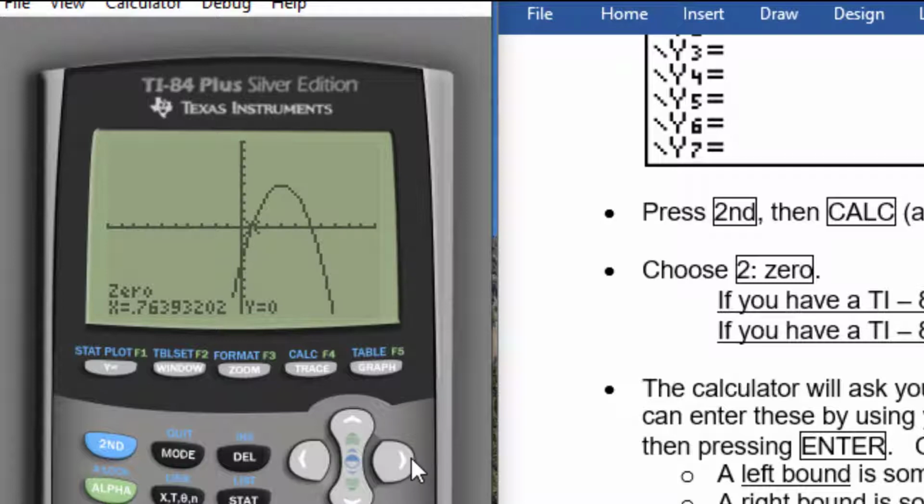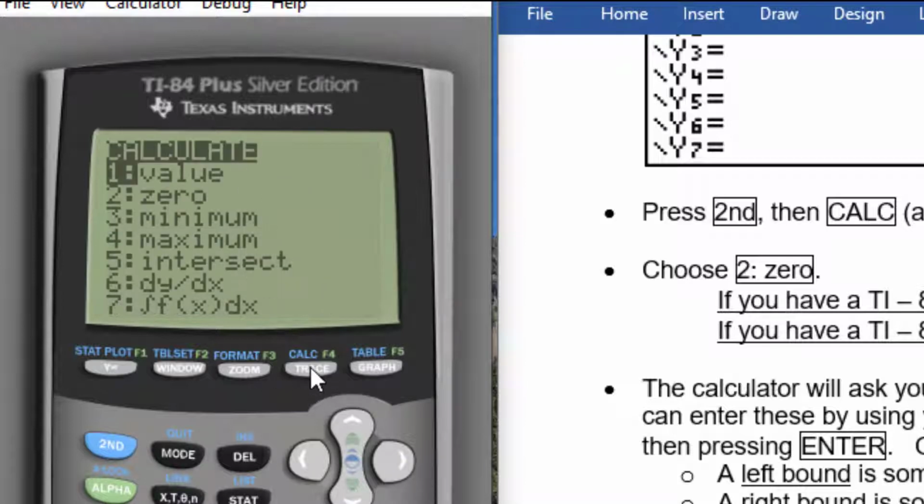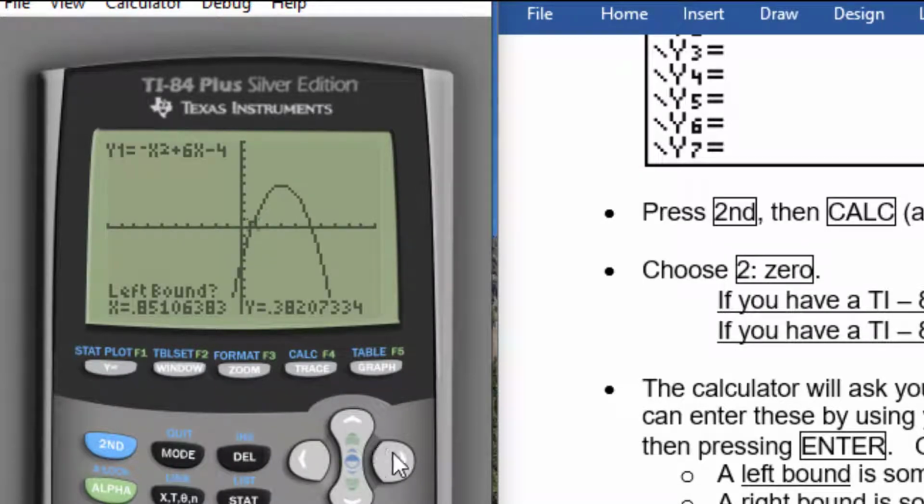So now we have to do the same thing again for the other one. Second, calc. Number 2 is the zero. That always amuses me. Use our arrows to go over toward that second x-intercept. We're a little bit to the left of the x-intercept, so we press enter. A little bit to the right of the x-intercept, so we press enter. And to guess, get as close as you can. Yeah, well, we can't get very close this time. Press enter, and there's our answer.